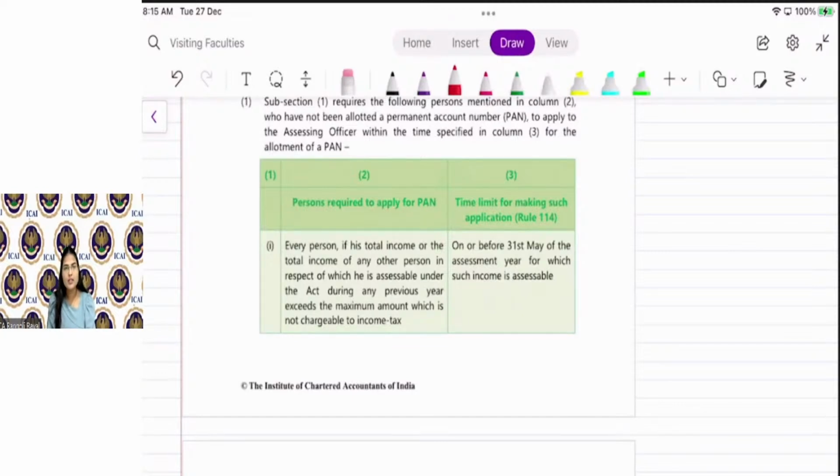So every person, if his total income or total income of any other person in respect of which he is assessable under this Act during the previous year exceeds the maximum amount which is not chargeable to tax. Say for example, in the current year your income exceeds 2,50,000. Then you have to apply for PAN on or before 31st May of the assessment year so that you are eligible to file your return of income up to 31st July. You have 2 months time to file your return of income. So if my income exceeds 2,50,000 in the current year, then I have to immediately apply for PAN before 31st May of the assessment year.